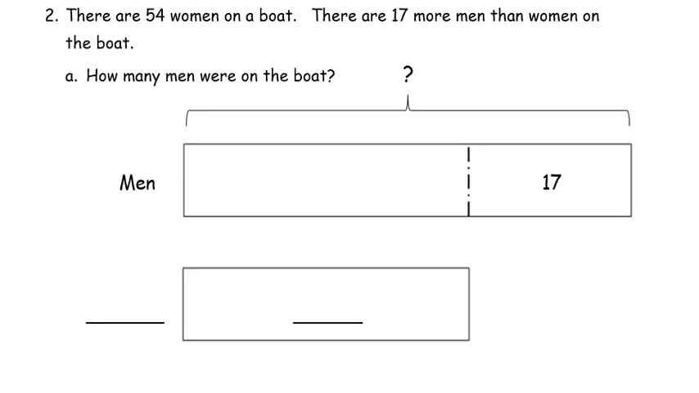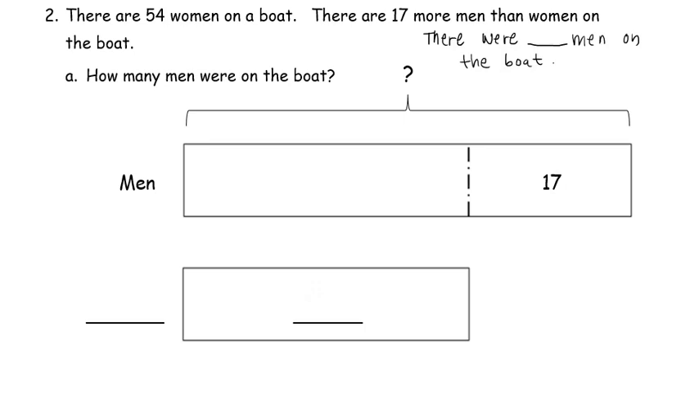Let's look at another question. This one says there are 54 women on a boat. There are 17 more men than women on the boat. How many men were on the boat? I'll start by writing my answer statement. There were blank men on the boat.